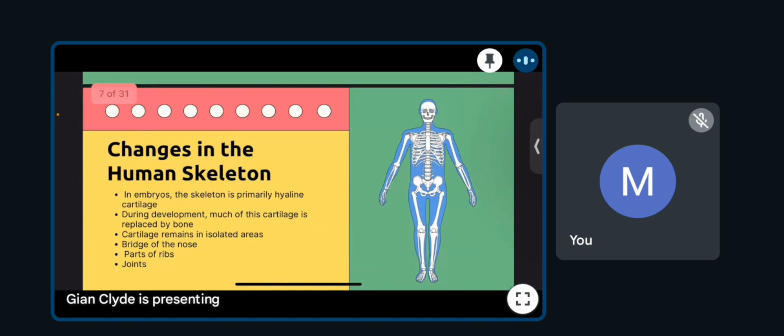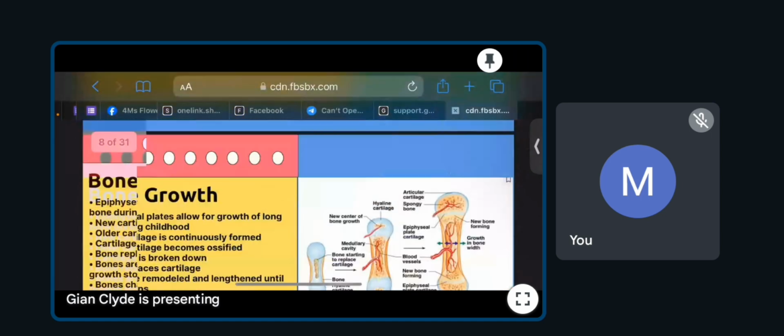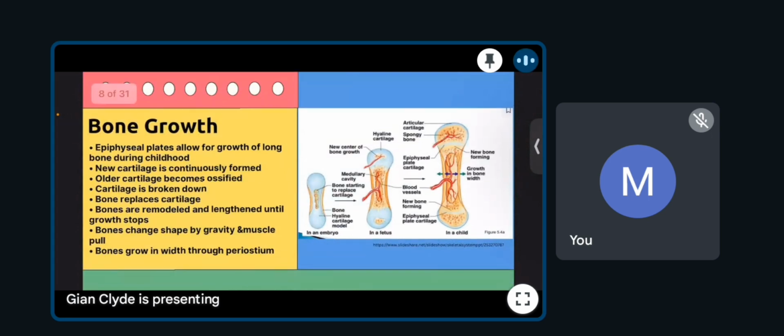So let us now proceed to the changes of the human skeleton. In the embryo, the skeleton is primarily hyaline cartilage. During development, much of this cartilage is replaced by bone. Remember that. The cartilage remains in isolated areas: the bridge of the nose, parts of the ribs, together with the joints. So for bone growth, new cartilage is continuously formed.